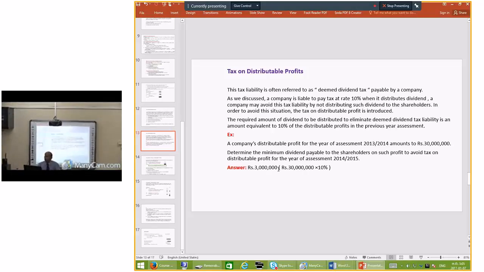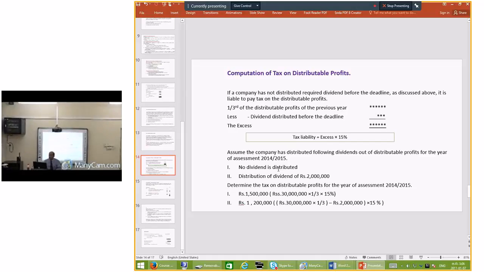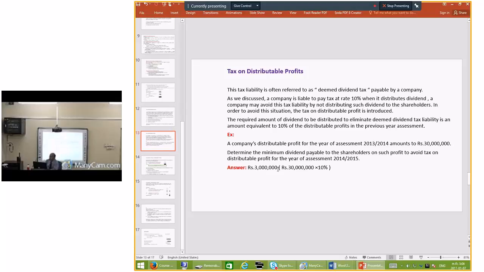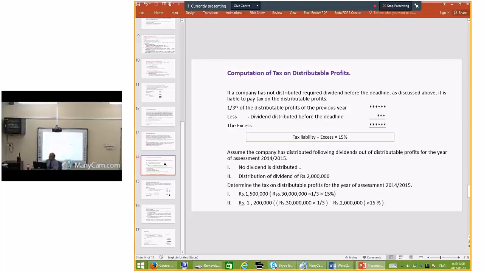Now we take the situation where the company has distributed less than 1/10, or no dividend at all. Though the company has made 30 million of distributable profit for the previous year, no dividend is distributed. In the earlier example, to avoid the dividend tax, the company complied with the law and declared 3 million. Now we take the situation where no dividend is distributed for the previous year's profit.